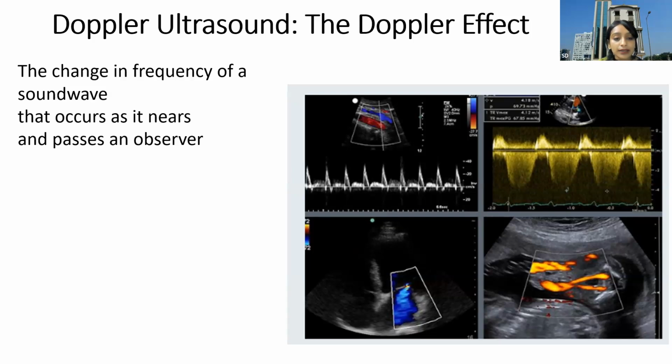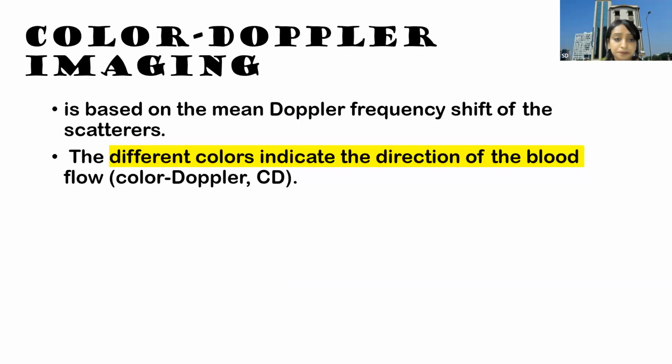So whenever the particles are in motion, we will be able to see the Doppler. We will be able to make use of the Doppler. Basically, anything which is moving towards the probe shows as red in color, and any particles moving away from the probe are seen as blue in color.